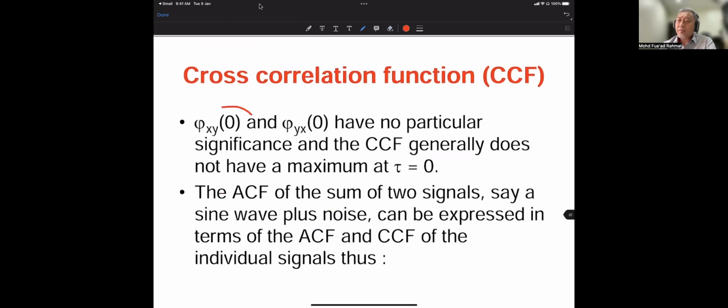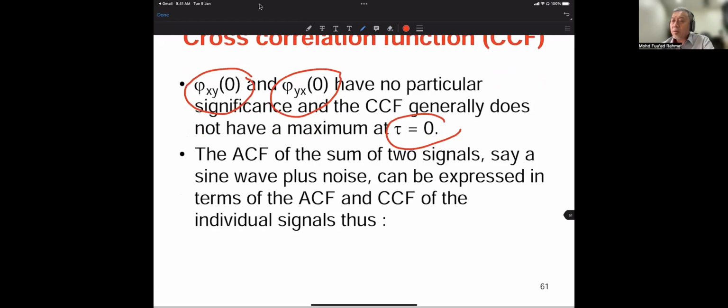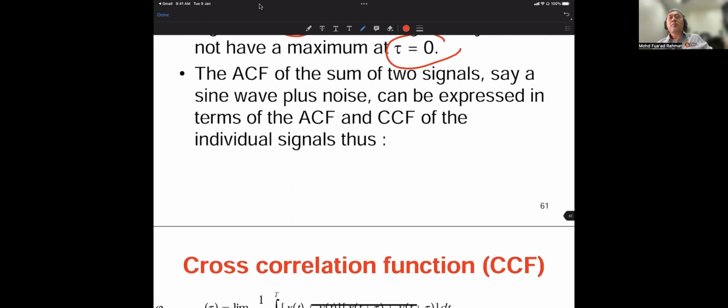For the CCF, tau equal to 0 and psi yx equal to 0 have no particular significance. The CCF generally does not have a maximum at tau equal to 0. It's not like the autocorrelation function. Very rarely does a cross correlation function have a maximum at tau equal to 0, because it will give a maximum at some certain time shift.